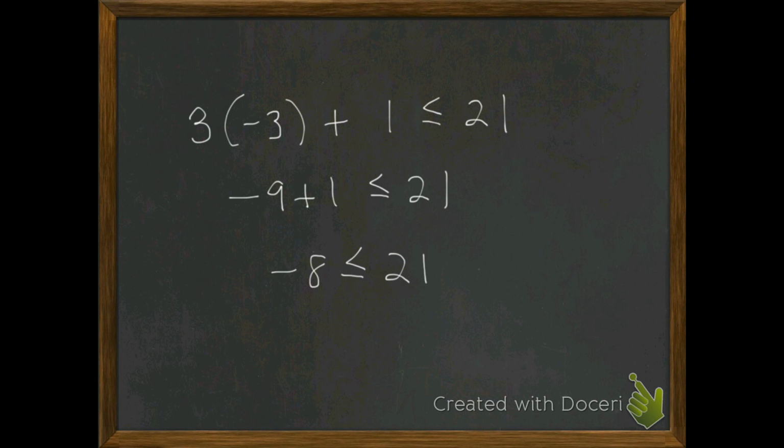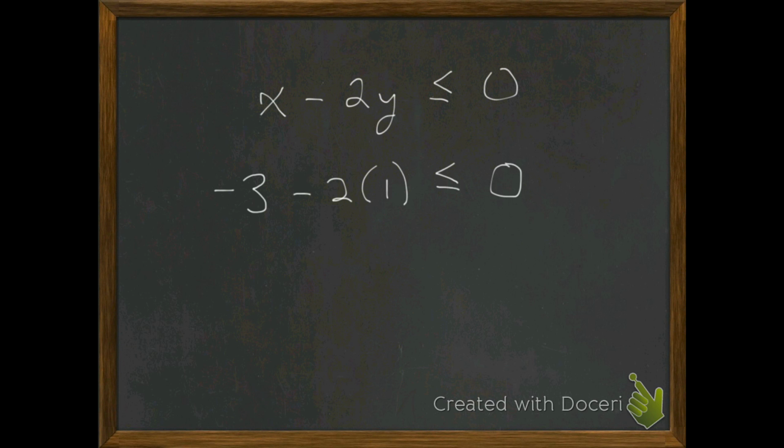Now, if we change that to the second one, which is x minus 2y less than or equal to 0, if we put in x as -3 and y as +1, is that less than or equal to 0? Well, that gives us -5, and that is less than or equal to 0.